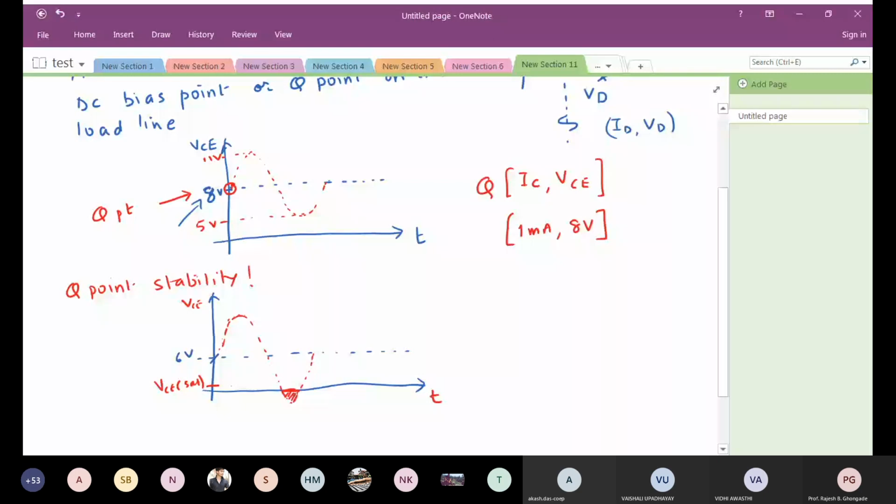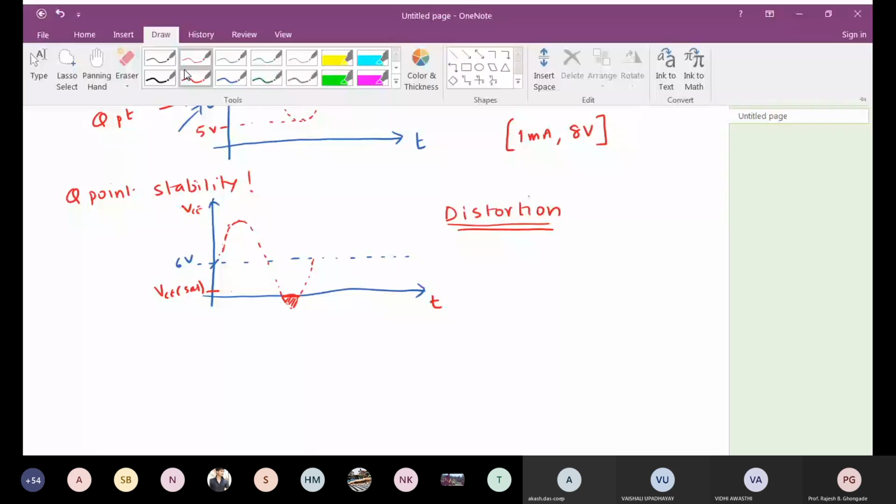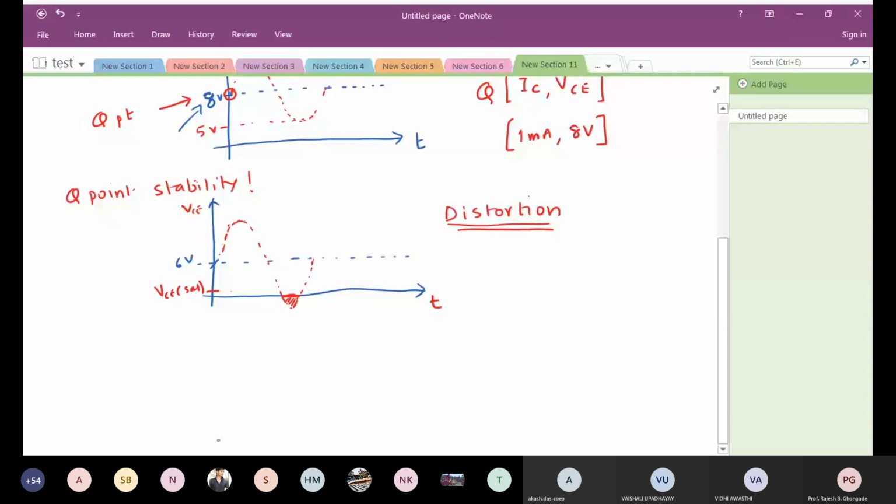And this is a very bad picture, because amplification is supposed to be a faithful reproduction of the input with increased amplitude. But in this case, the output is not a faithful reproduction of the input, and this gives rise to what is called distortion. Now, in a similar way, if my Q point shifts up, let us see what happens. A similar scenario will be there.